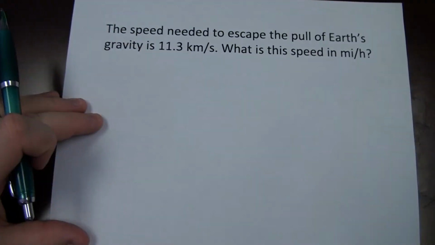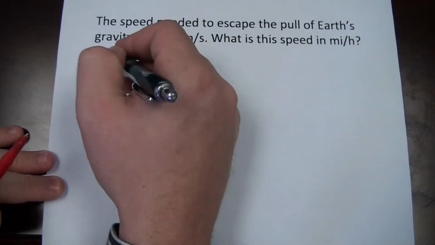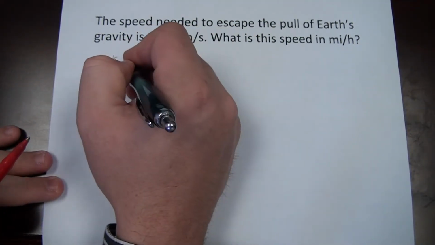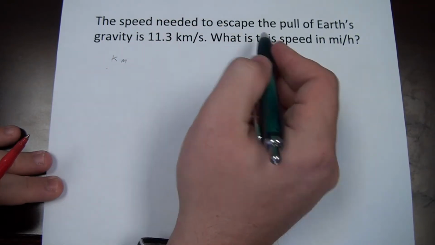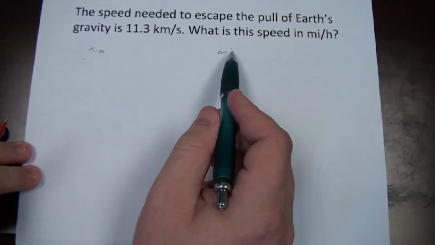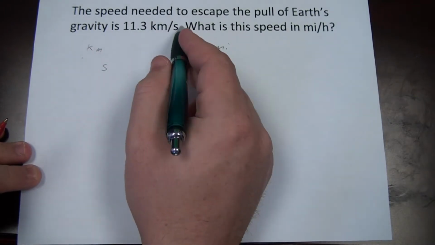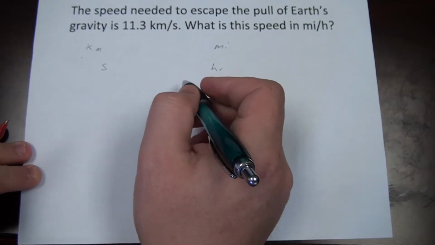Let's look at one more. The speed needed to escape the pull of Earth's gravity is 11.3 kilometers per second. What is this speed in miles per hour? So let's think about how we have to convert from kilometers to miles. That's the distance conversion we want to do. And we also have to do a time conversion from seconds to hours.